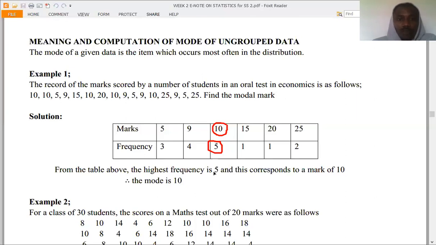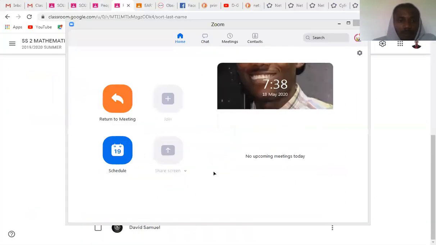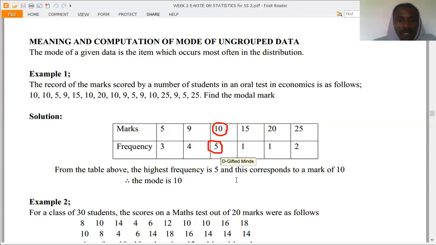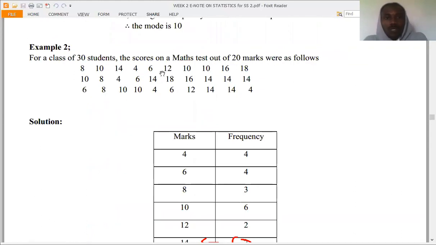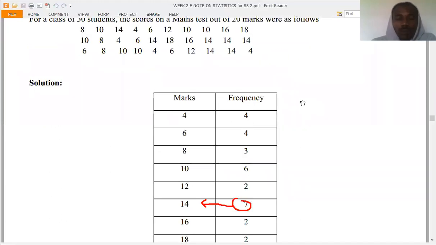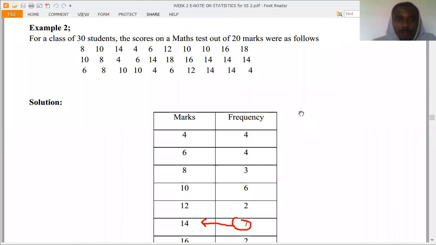Example 2. For a class of 30 students, the scores on a math test out of 20 marks were as follows. So here are the scores of the math test for 30 students. It's expected that we should find the modal class. To solve, using a table will help us visualize the data easily. You can also get the modal class from the given data set, but at times it is stressful or difficult to do that.